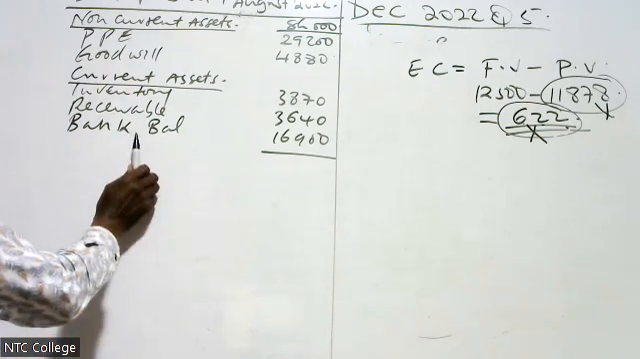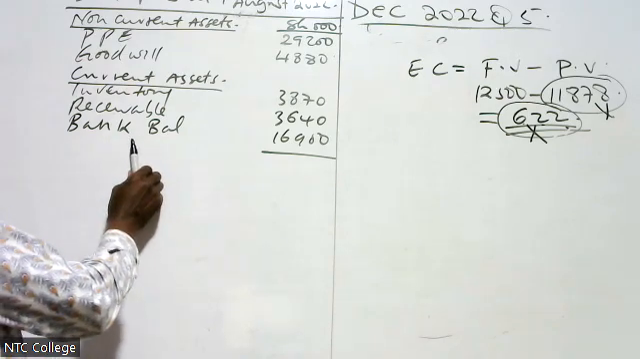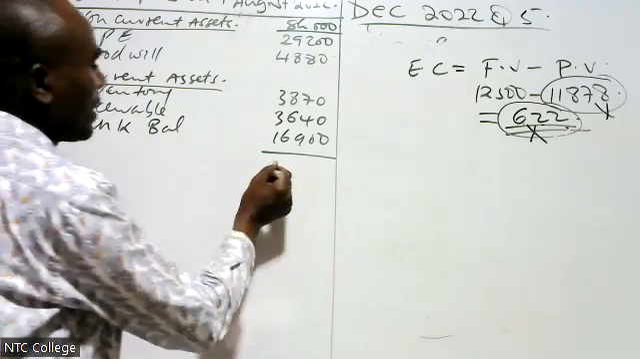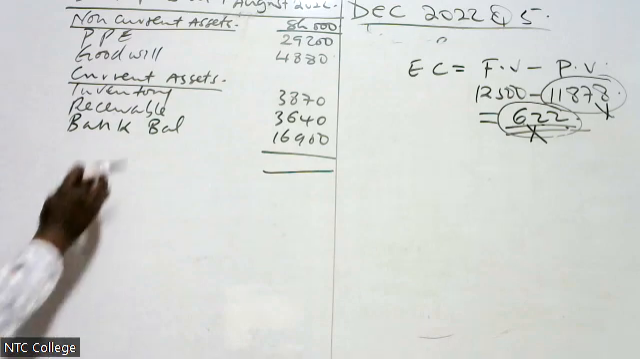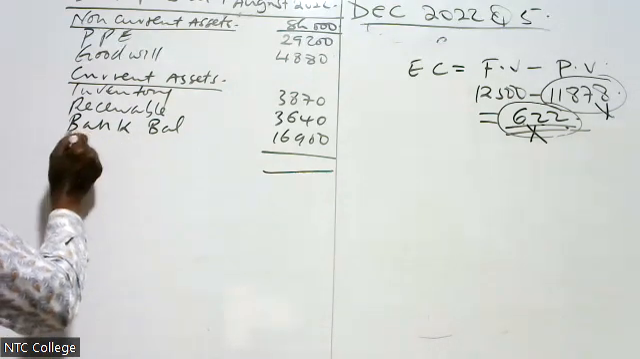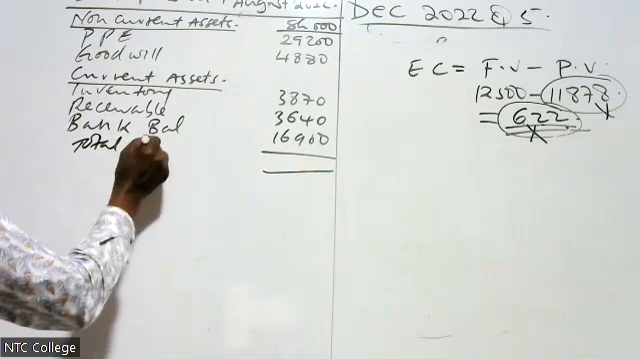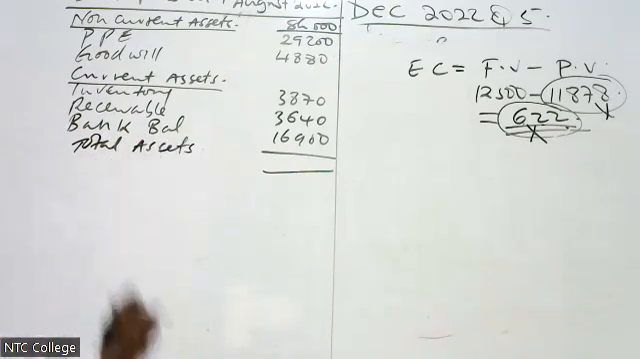This bank balance, we got it from our bank account. This bank balance, then you give me total assets.